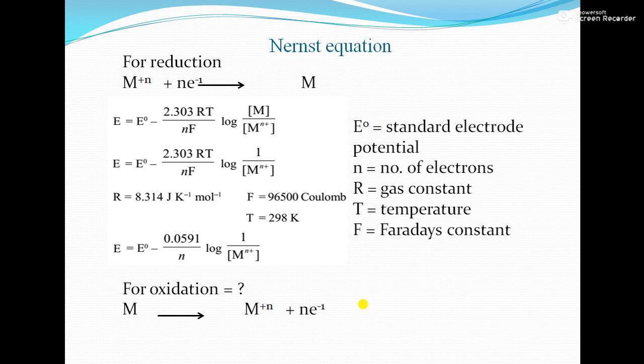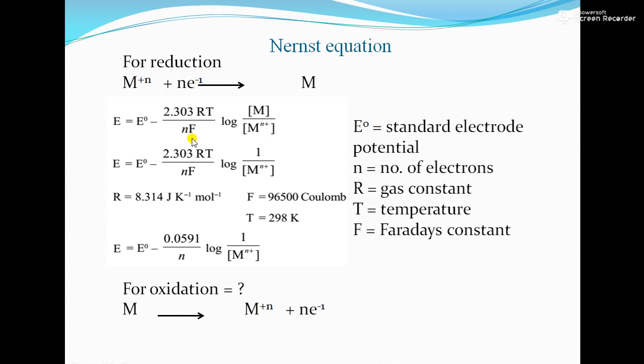Our next topic is the Nernst equation. So we are going to consider the reduction reaction first. That is Mn+ plus n electrons will give you metal. So the Nernst equation is E is equal to E0 minus 2.303 RT upon nF log of product side upon reactant side. You can see this is the product side, so it is in the numerator, and Mn+ is the reactant side, so it is in the denominator.